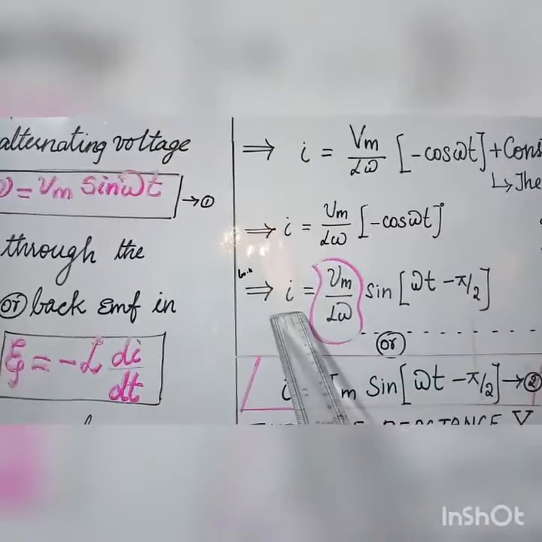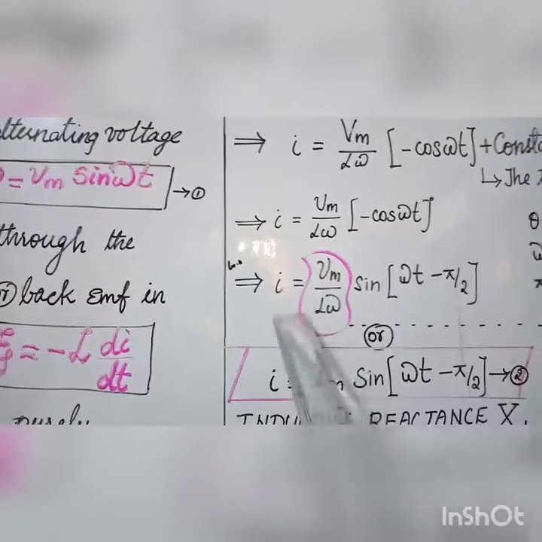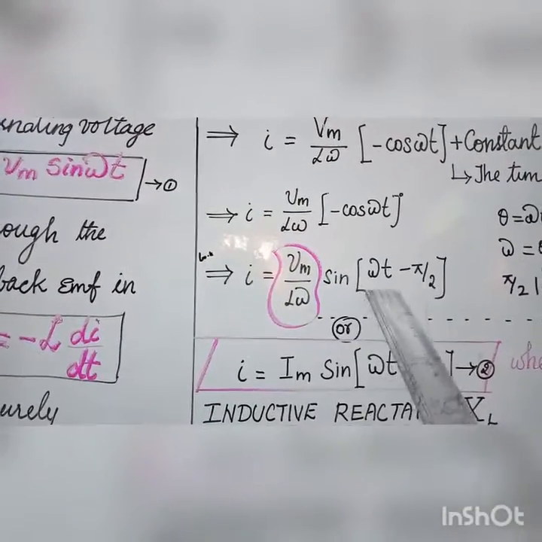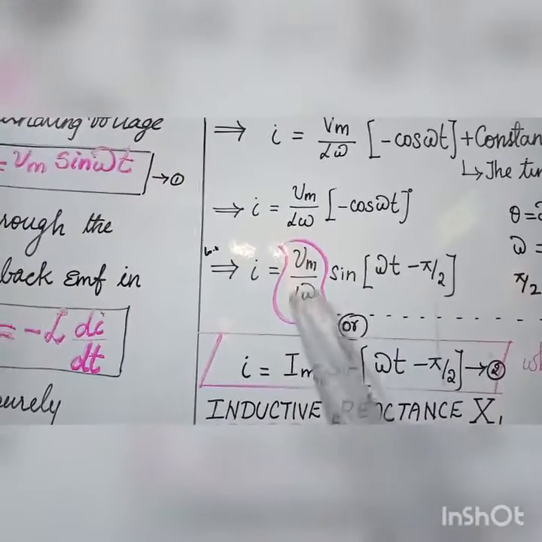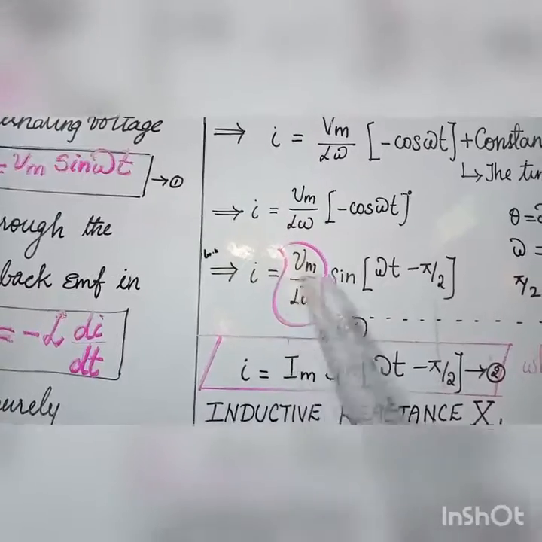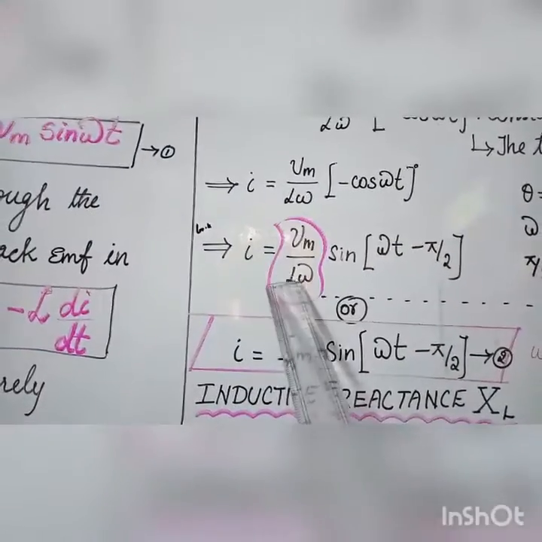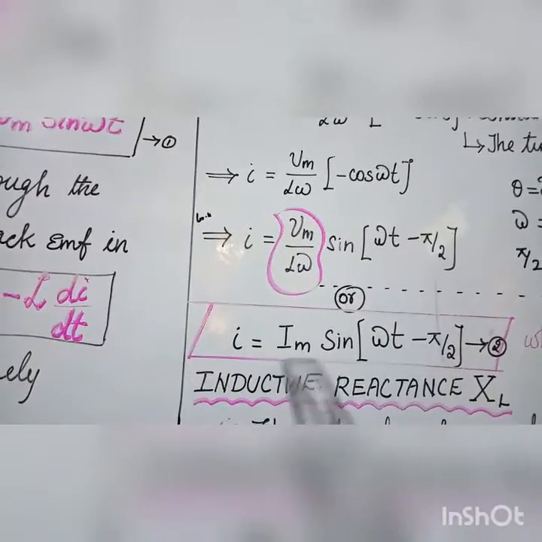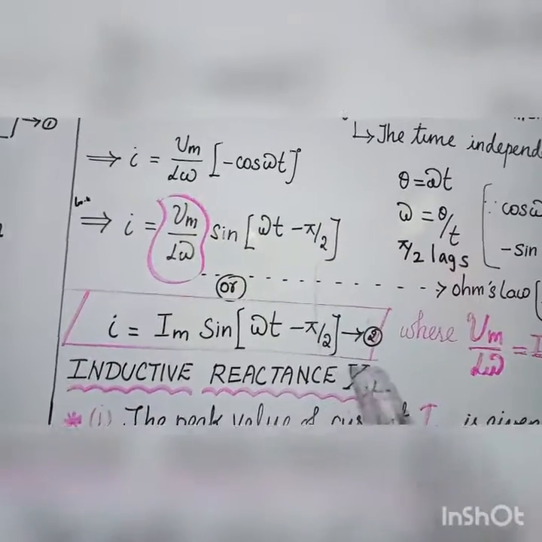Now the current I is equal to the maximum voltage divided by the reactance, which is the inductor L into omega, times sine of (omega t minus pi by 2). Here this is applied from Ohm's law. In Ohm's law, the current I is equal to V by R. Substituting Im, I is equal to the maximum current times sine of (omega t minus pi by 2).